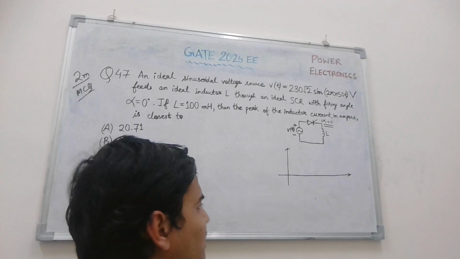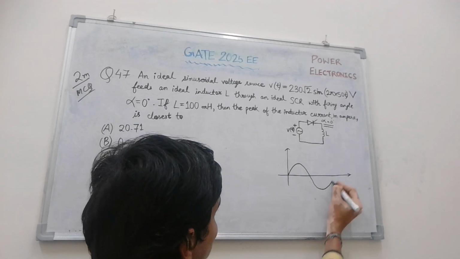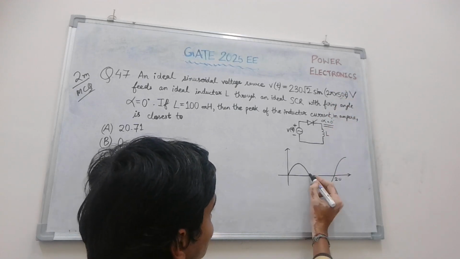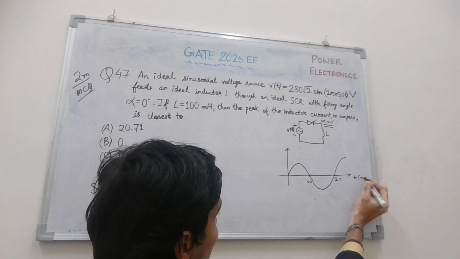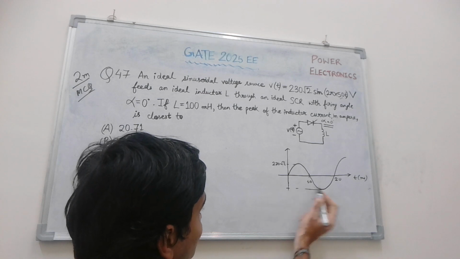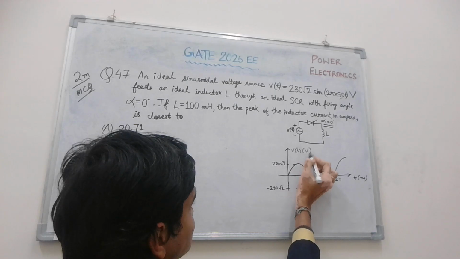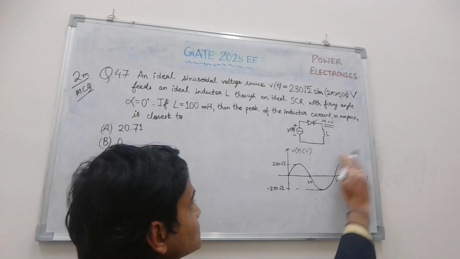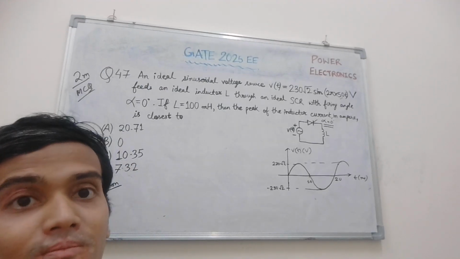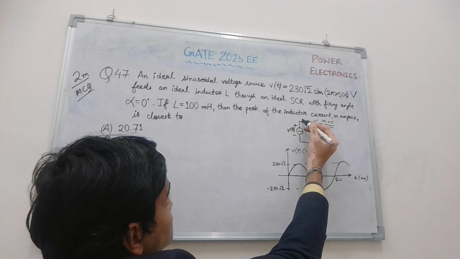Drawing the waveform makes the approach easier. So basically it is a sinusoidal voltage. Its frequency is 50 hertz, meaning time period 20 milliseconds. At 10 milliseconds, it goes from 230 root 2 to minus 230 root 2. This is V of t in volts. Let the current be I of t.